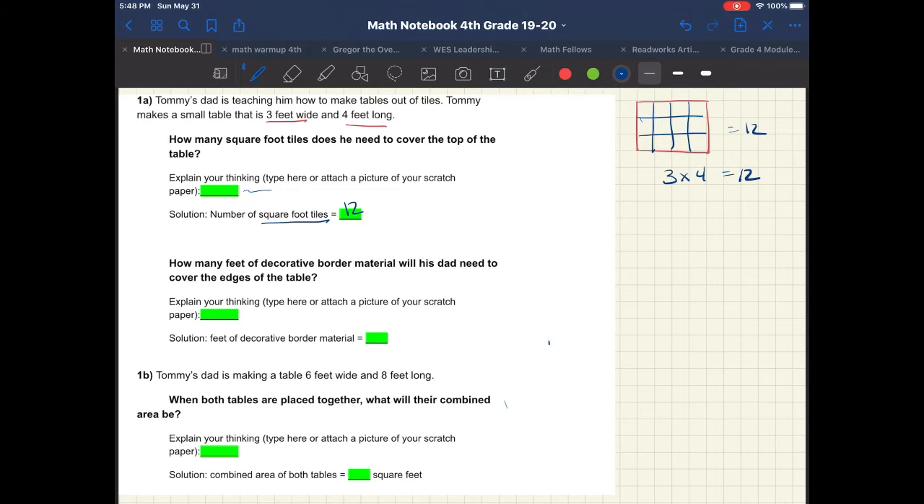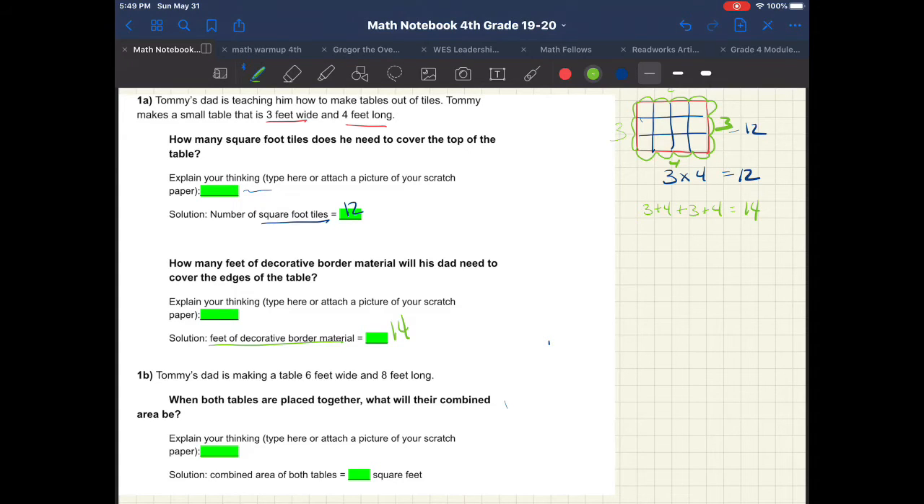Okay, now there's more. They're making more tables. Oh no, how many feet of decorative border material? Okay, so we're talking about the border of this table. The other word for this is perimeter, right? So what's the perimeter? We've got 3, 4, 3, 4, 3 and 4, and 3 and 4 equals 14. So we need 14 feet of decorative border material.